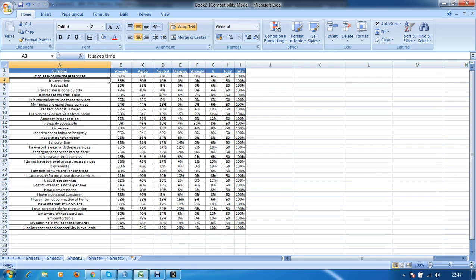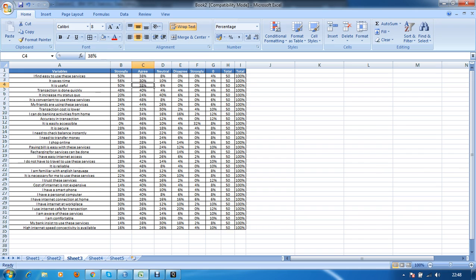In terms of the statement that technology based banking services save time, we have here that 56% of the respondents, which is the highest considering all the variables, strongly agreed to this statement, which also shows that it is a strong predictor of technology based banking adoption in a particular place. So we have here 56% who have strongly agreed to this statement.